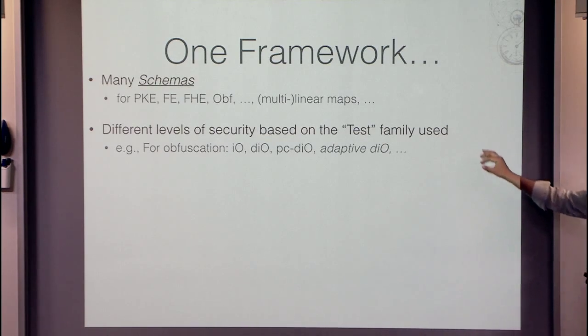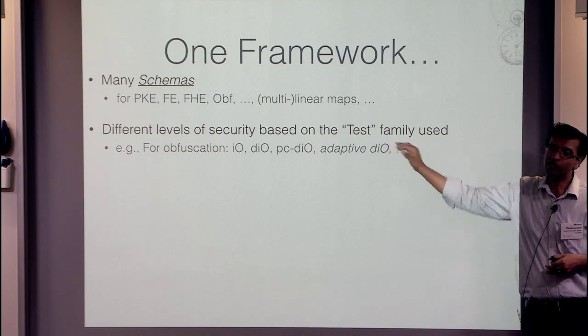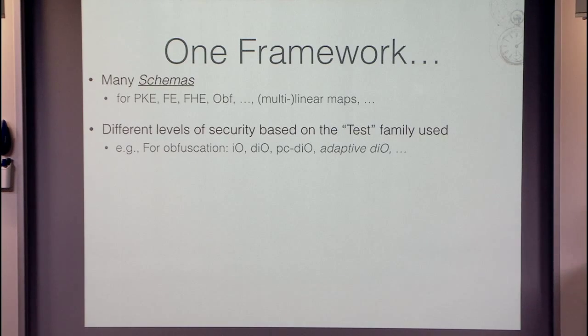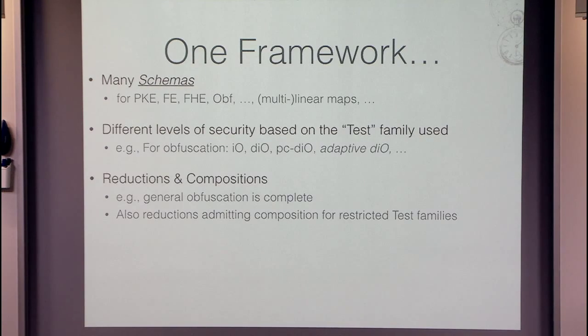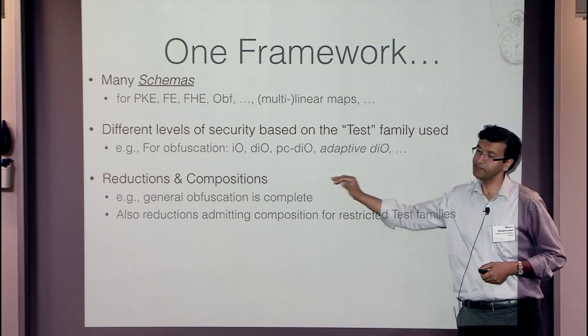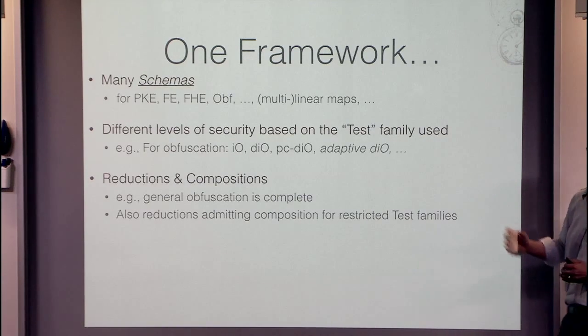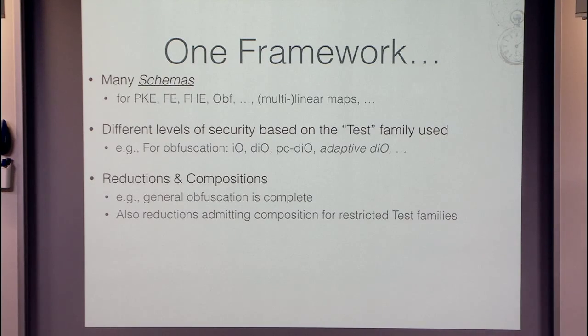And in our framework, that'll come about by defining different families of what we call test. And when I show you the framework, it'll become clear what the test is. And in our framework, there will be, to some extent, the possibility of composition so that we can define reductions. And if you have reductions, you can have compositions in our framework. There's a composition theorem. So I'll briefly talk about that.